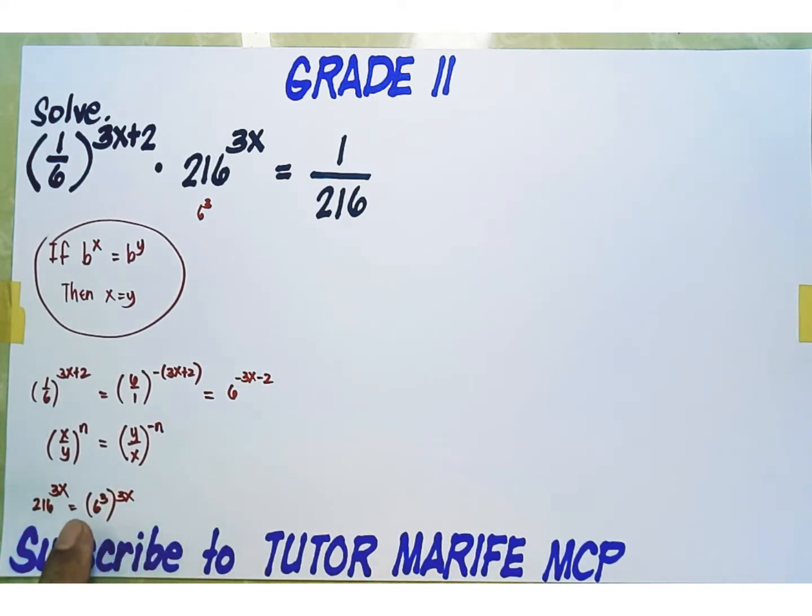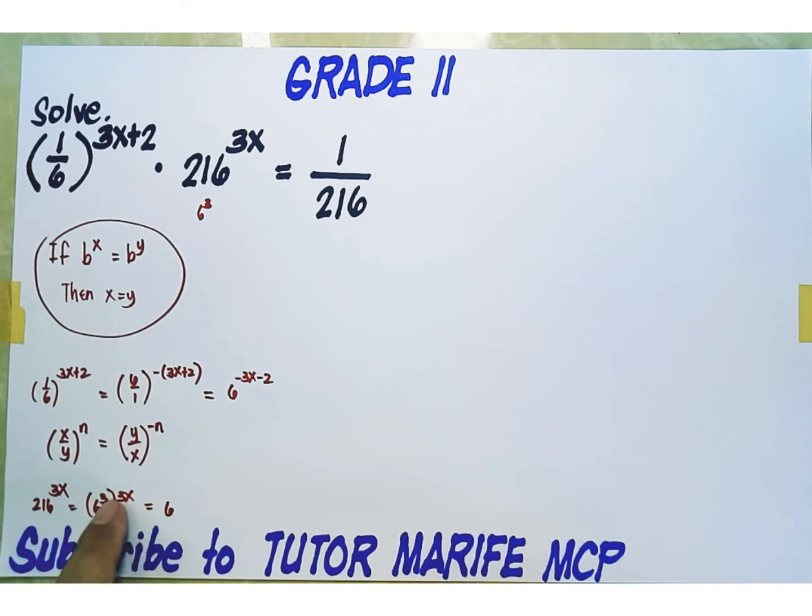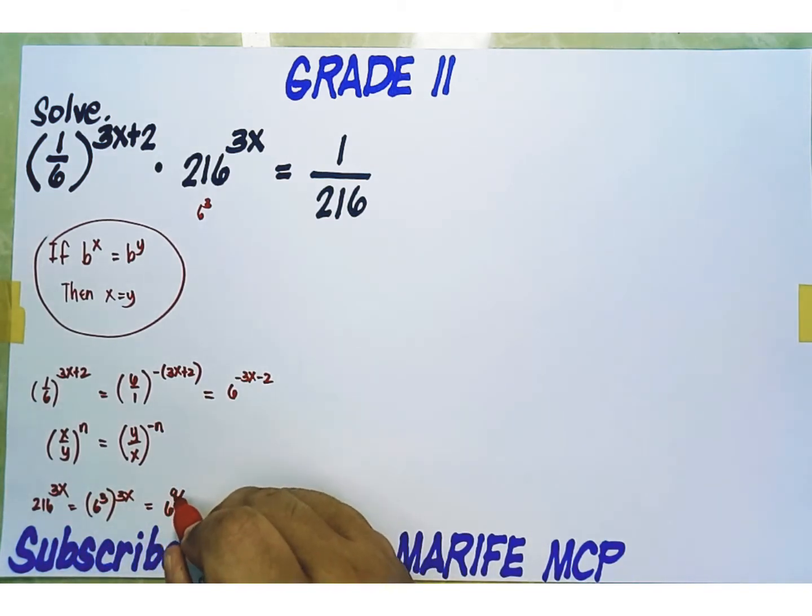Let's simplify by application of the power rule for exponents. If we raise an exponent to another exponent, multiply the exponents. So this is equal to 6 raised to the product of 3 and 3x. 3 times 3x is equal to 9x.